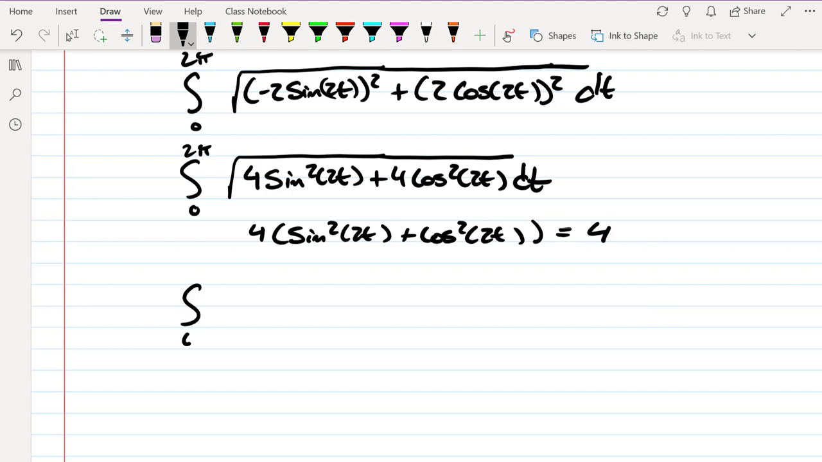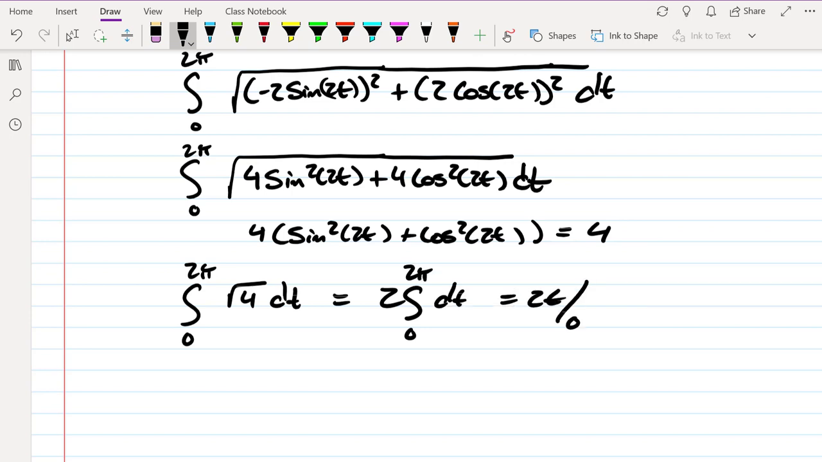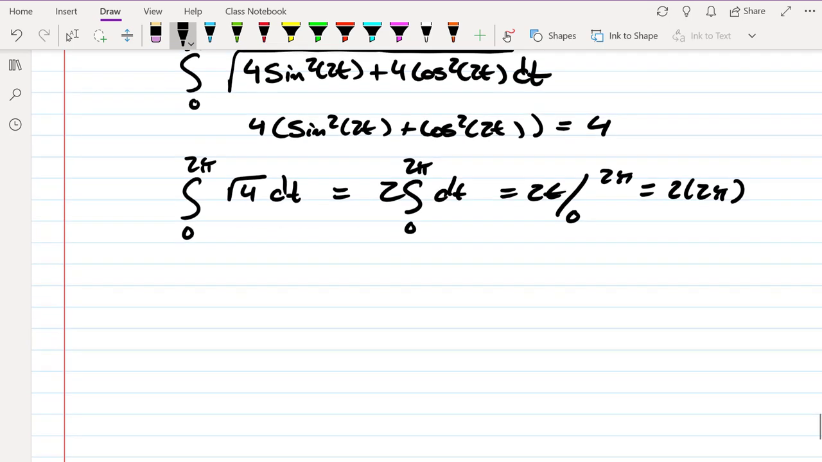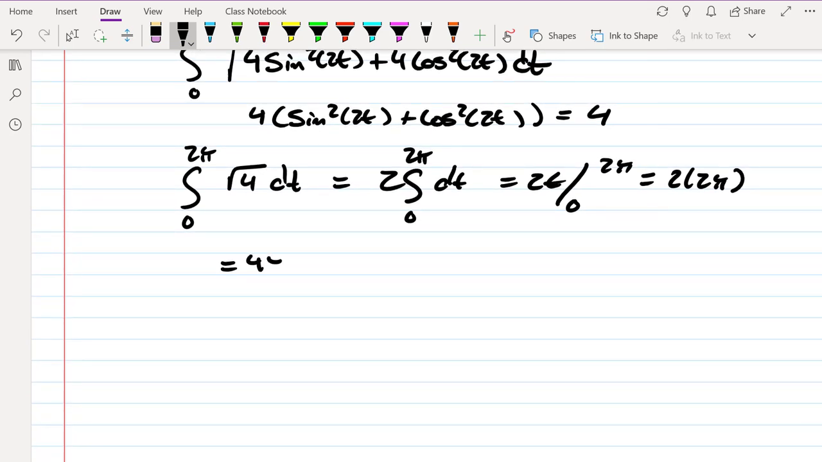And then we have the integral from 0 to 2 pi of the square root of 4 dt, but the square root of 4 is 2. So that's 2 times the integral from 0 to 2 pi of dt. So we get 2t evaluated from 0 to 2 pi, which gives us 2 times 2 pi, which will be 4 pi, as we expected.